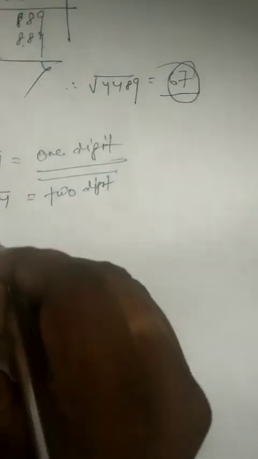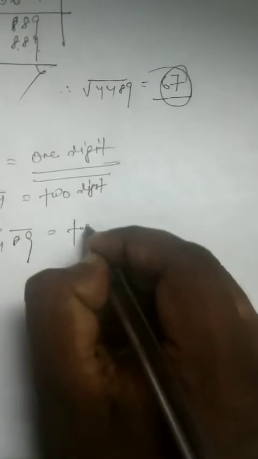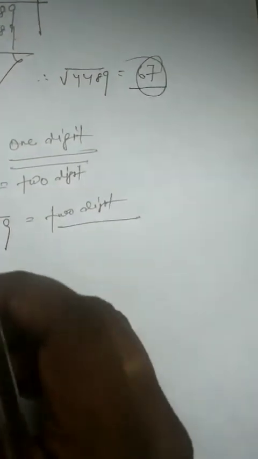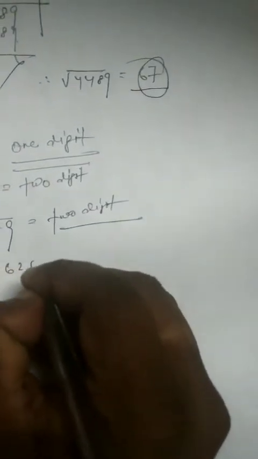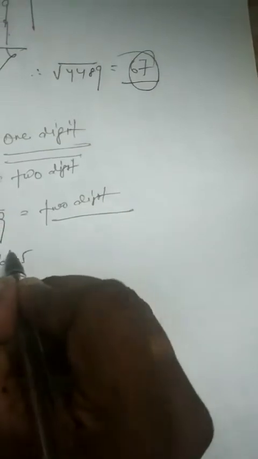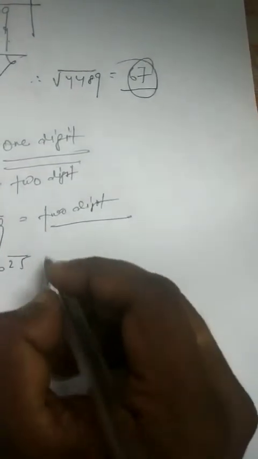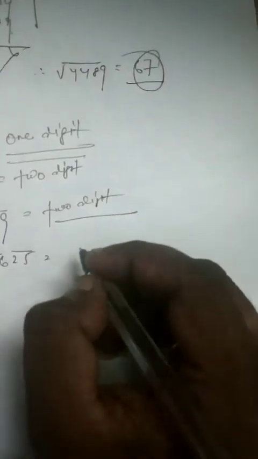Suppose 4489. There are 2 bars, so the square root is a 2 digit number. Suppose there is one more number, 390625. Let us make the pairs. 1, 2, 3. There are 3 pairs, so the square root of this number is a 3 digit number.